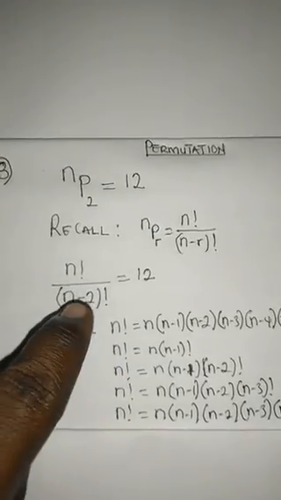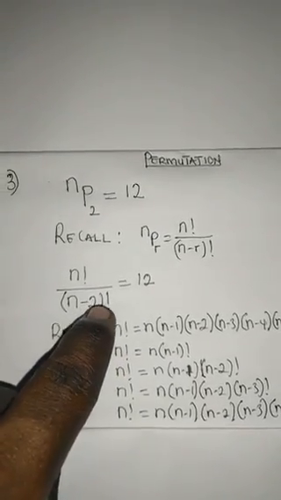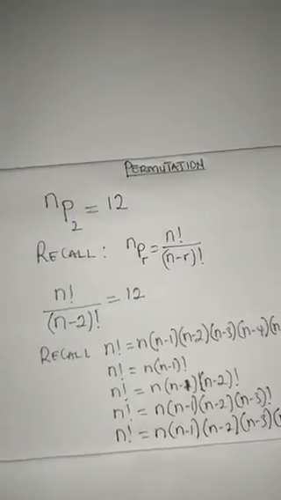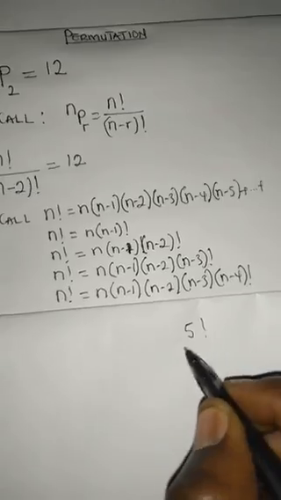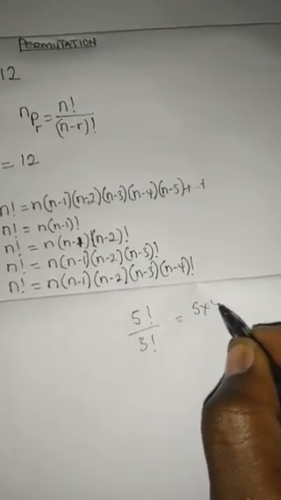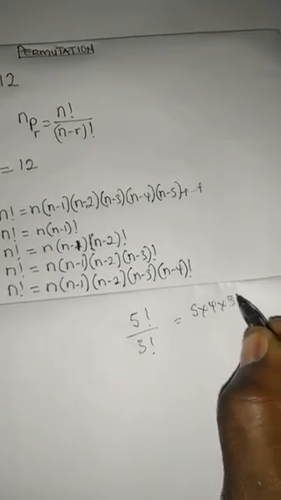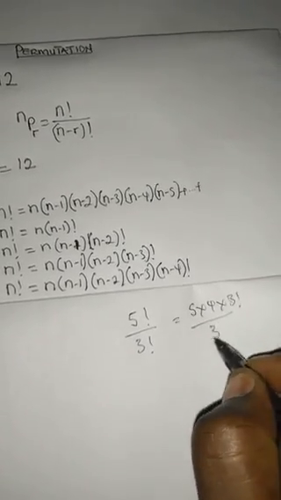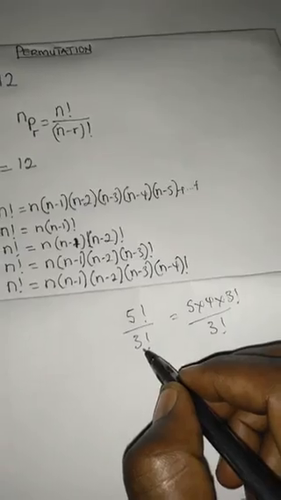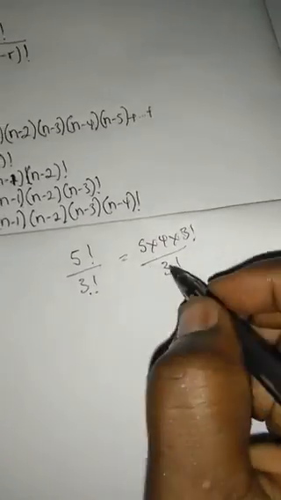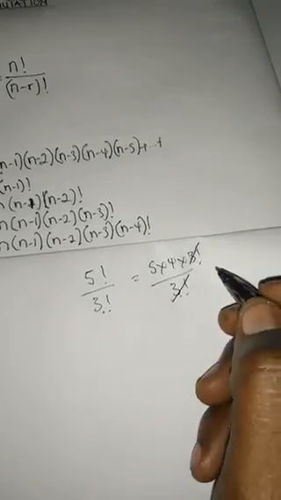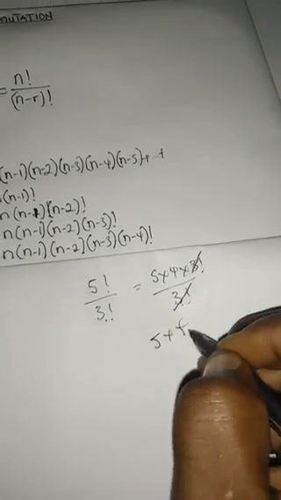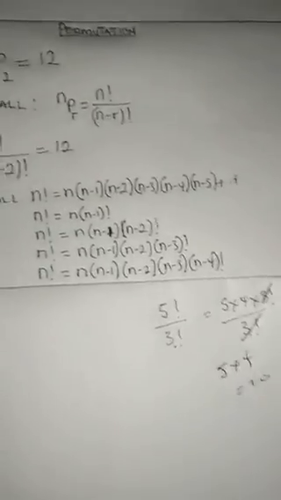Now look at this question. I'm having (n minus 2) factorial in my denominator. You know when we have 5 factorial all over 3 factorial, we are going to say 5 times 4 times 3 factorial all over 3 factorial, because my denominator here is 3 factorial, and I'm going to stop at 3 factorial so that it cancels the denominator. I will be left with 5 times 4, which is 20.